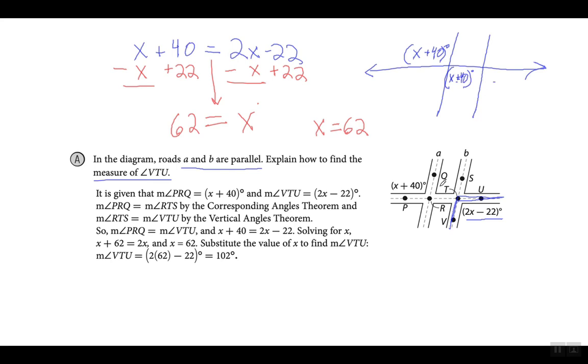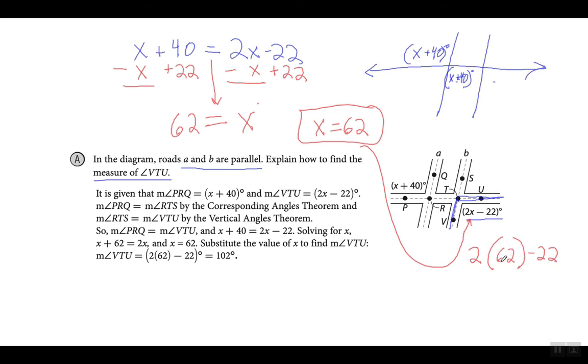You could substitute either here or here. You're gonna get the same answer because both of these angles measure the same amount. So that you don't get confused, I'm gonna substitute it right here. Alright, so if I substitute it right there. Alright, I'm gonna do 2 times 62.